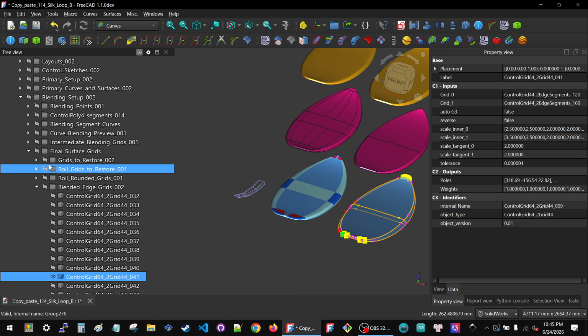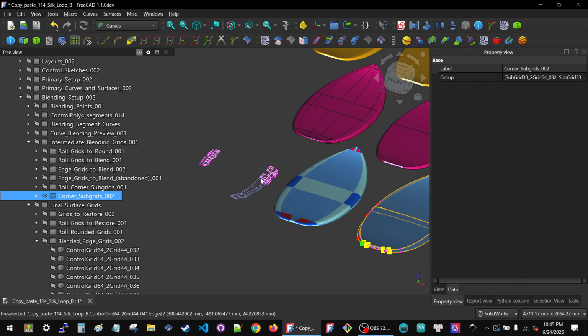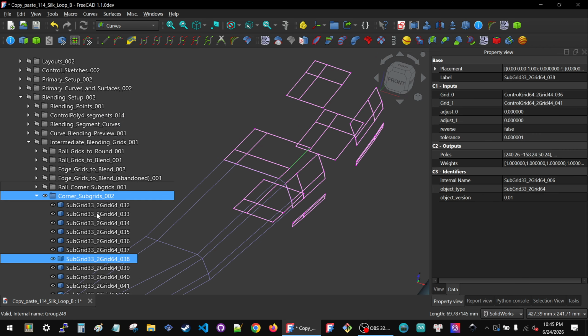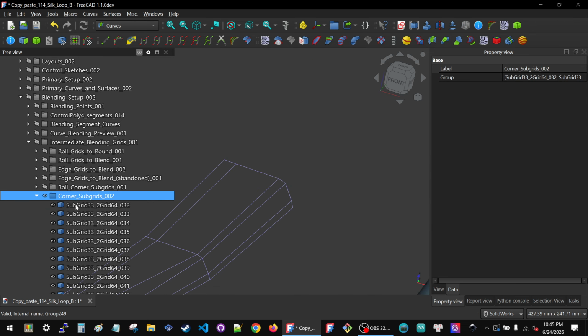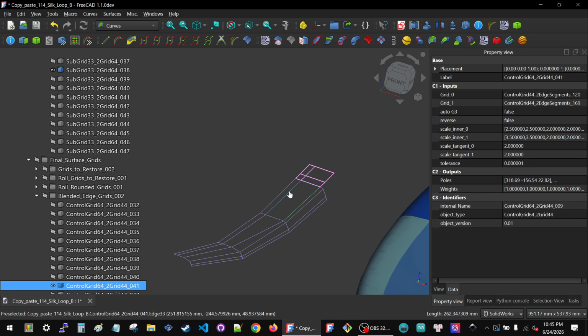Let me turn on some intermediate blending grids, specifically the corner subgrids. I'm talking about this guy right here. I just want to see this guy. It's 38. Right now, because I kept these lines parallel by moving both of these points by 3.5, these guys are still parallel.